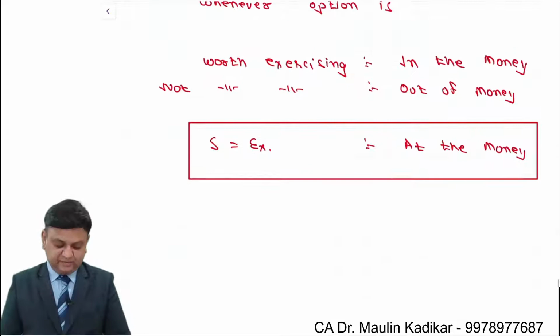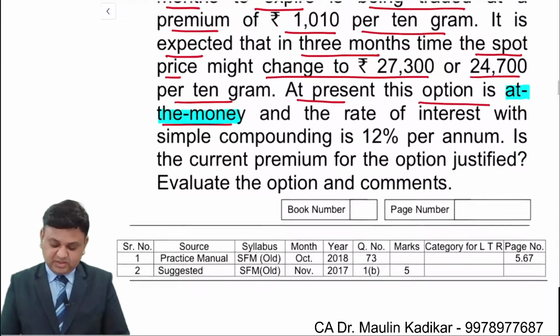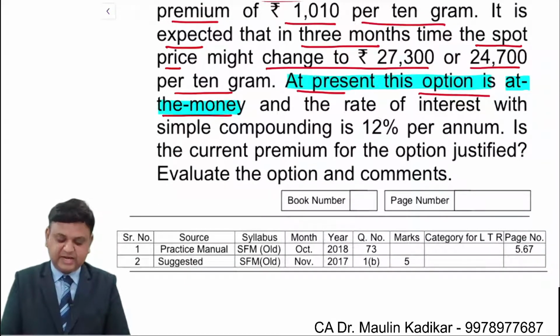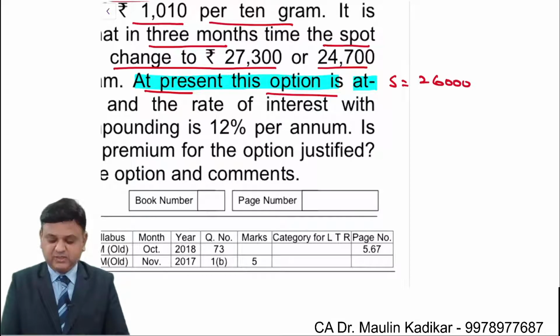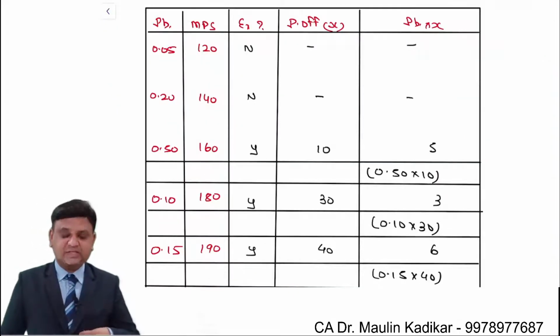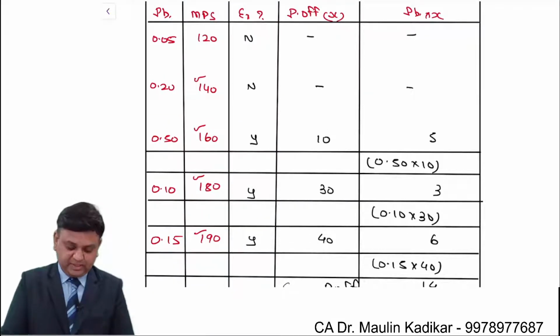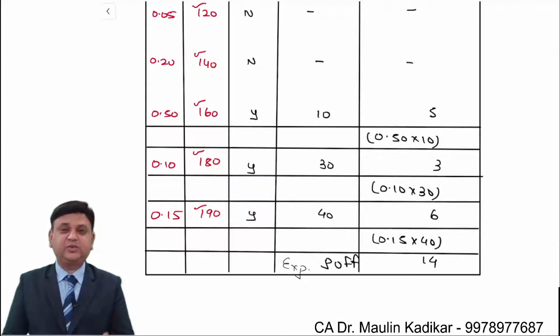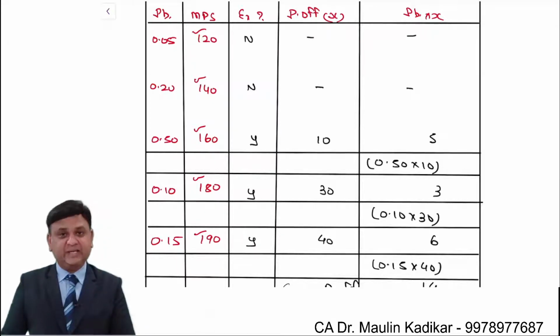So here, indirectly the information is given to us like this, that the spot price of the underlying asset is 26,000 rupees. The question says that at present this option is at the money. With this we have to understand that the spot is equal to 26,000. Just for understanding purpose, this is given a name as in the money. This is understood to be out of money. And suppose the spot price of the security is equal to the exercise price, that is given a name as at the money.